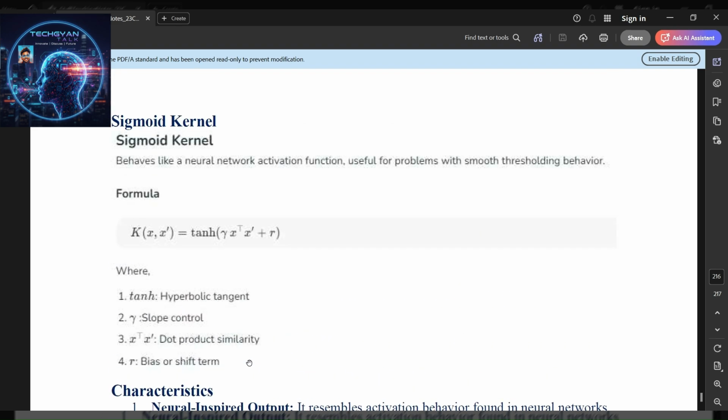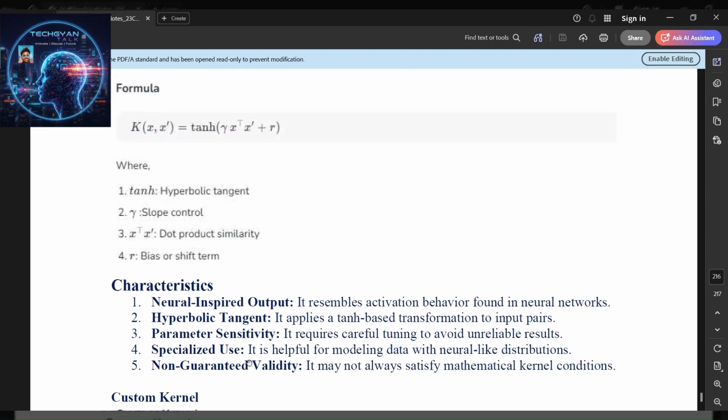The characteristics of the sigmoid kernel are: neural-inspired output, it resembles activation behavior found in neural networks. Hyperbolic tangent, it applies a tanh-based transformation to input pairs. Parameter sensitivity, it requires careful tuning to avoid unreliable results.